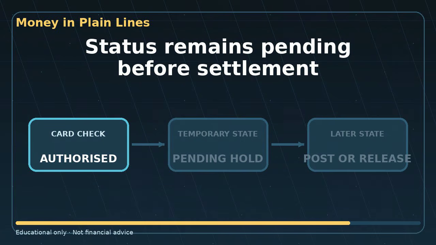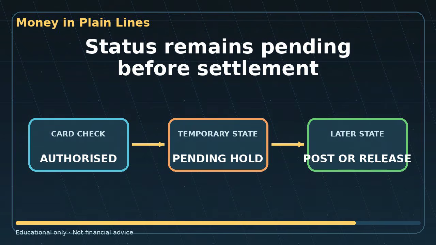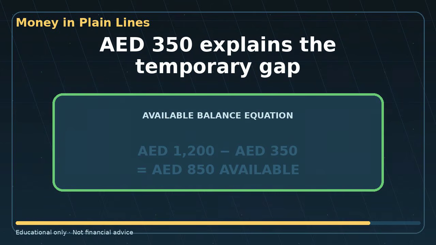A compact reading checklist is therefore descriptive rather than prescriptive. Identify the current balance label, identify the available balance label, inspect the visible pending items, and read any hold release, expiry, or settlement information supplied by the account interface before interpreting why the numbers differ.